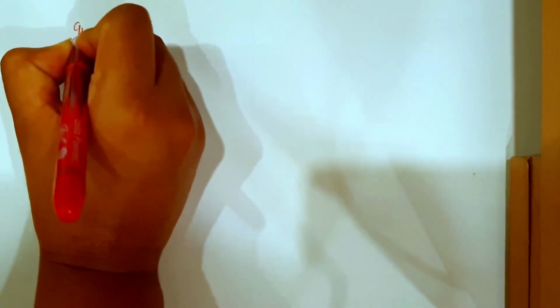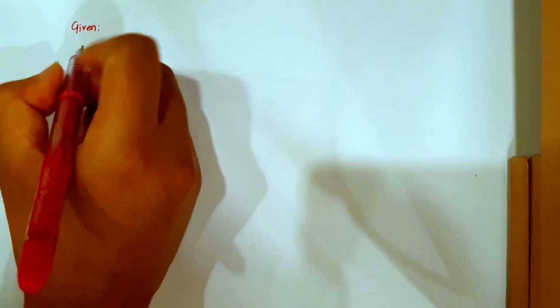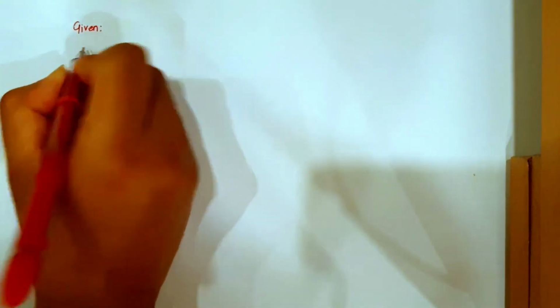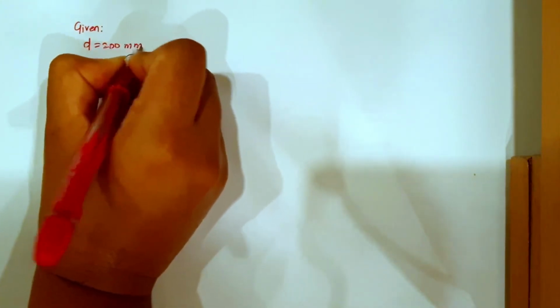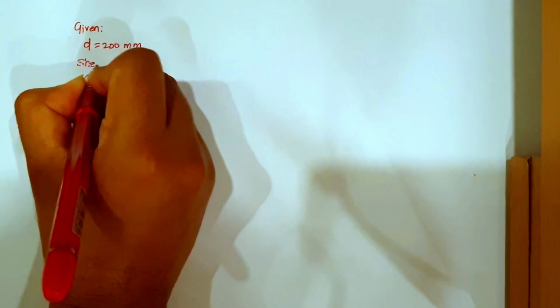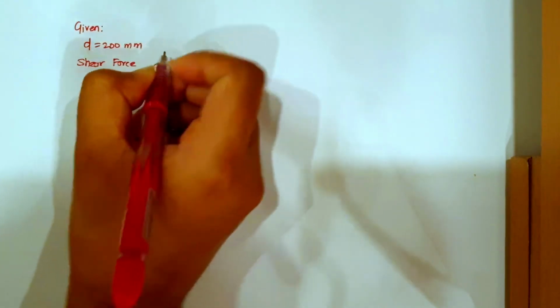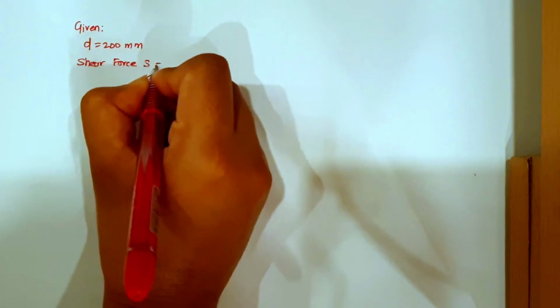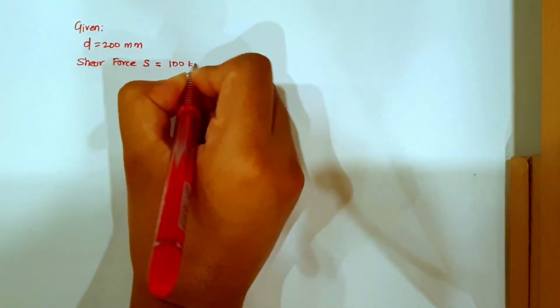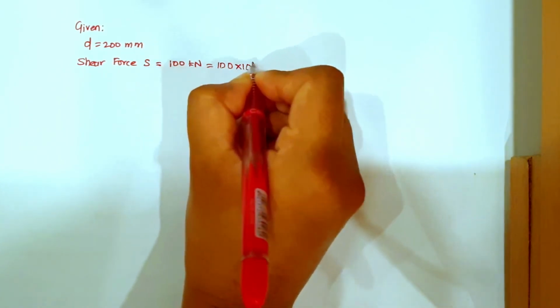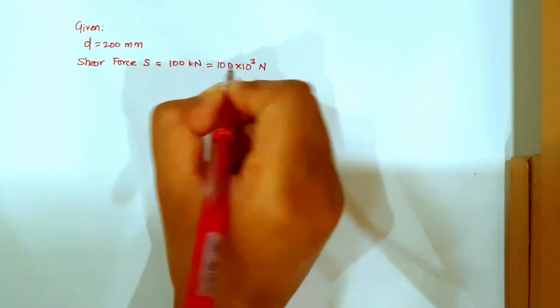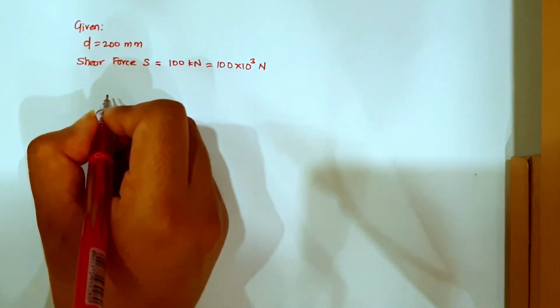For this numerical again a circular section is given. So let us first write down what is given from the question. We have a circular section and the diameter of this circular section D is given equal to 200 mm. It is subjected to a shear force S equals to 100 kilonewton. So if you convert this into Newton, it will be 100 into 10 raised to power 3 Newton.